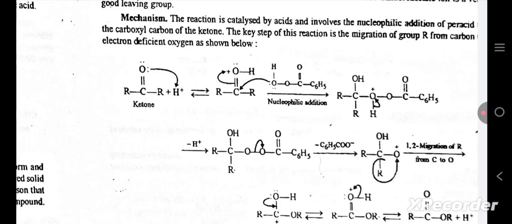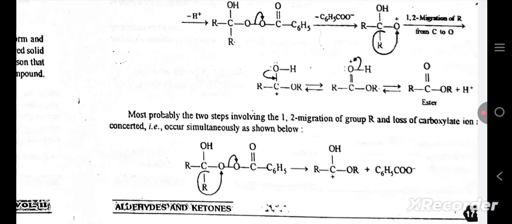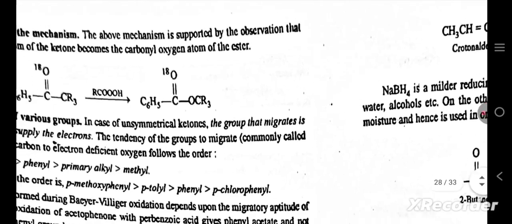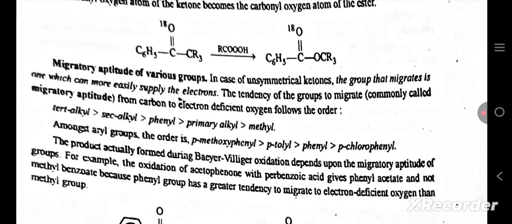The key step of this reaction is the migration of group R from carbon to electron deficient oxygen as shown below. Most probably, the two steps involving the 1,2 migration of group R and loss of carboxylate ion occur simultaneously as shown below. Evidence in favor of the mechanism. The above mechanism is supported by the observation that the labeled carbonyl oxygen atom of the ketone becomes the carbonyl oxygen atom of the ester.